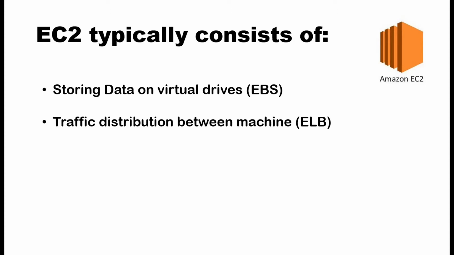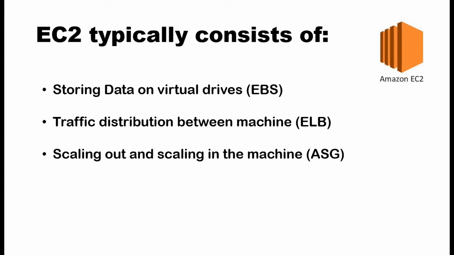Next we can see ELB, Elastic Load Balancer. Traffic is distributed between the machines, depending upon the traffic flowing from the application. Next is the auto scaling group, scaling out and scaling in the machines. It will scale out and scale in the instances as required as per the health. Next we can see EC2.